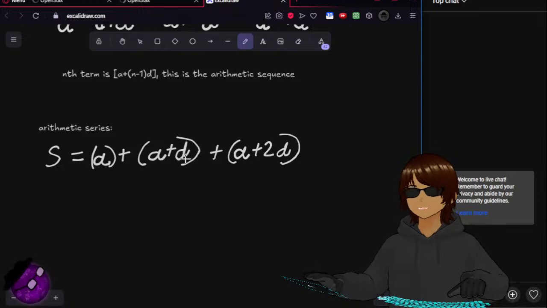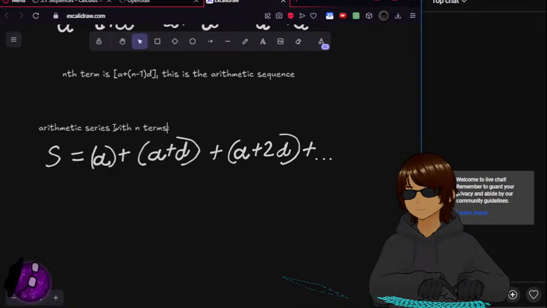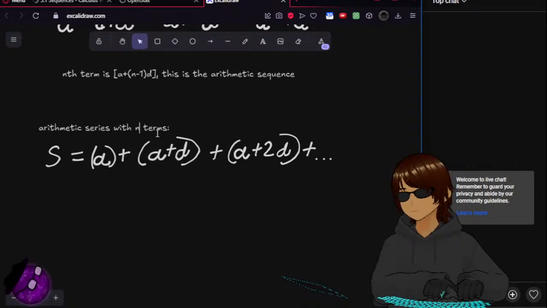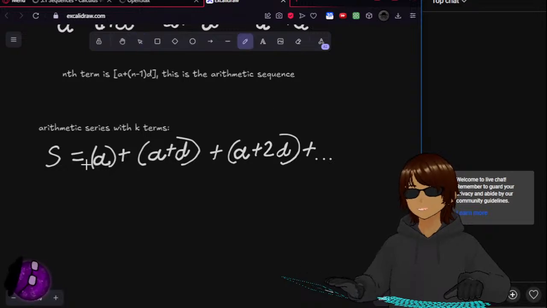Well, if the sequence is infinite, then the series would be infinite and the total sum would be infinity. But let's say it's a finite sequence, so the series is finite. So we have n terms, an arithmetic series with n terms. Okay, let's do n, and let's do k terms. Then n is one specific term, then k is the total number. K minus 1 d.